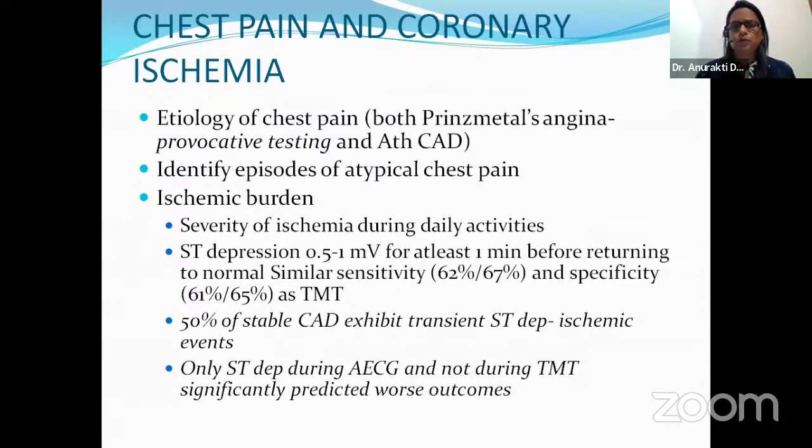There are a few studies which actually document if there are changes in ST during daily activities versus on exercise testing, they have worse outcomes. So this is something for prognostication or prognostic value, not actually for diagnosis or intervention. But yes, you can have a prognostication of which patient will do better and who has a worse outcome.